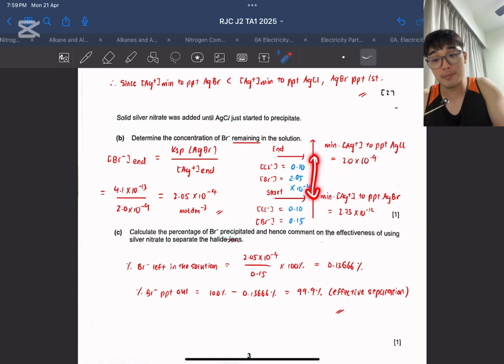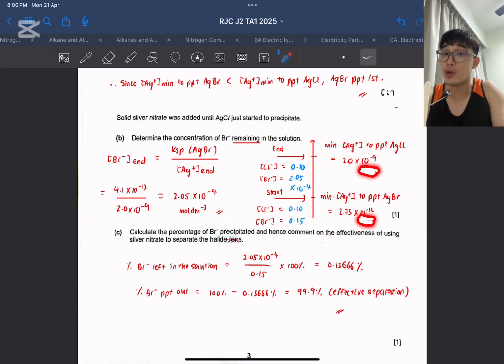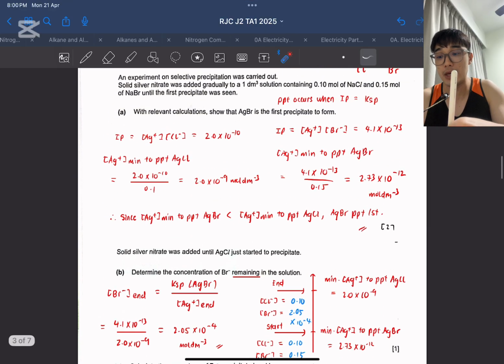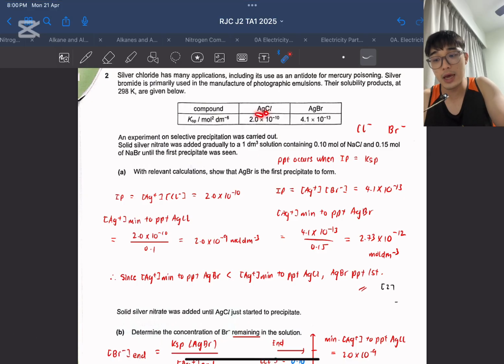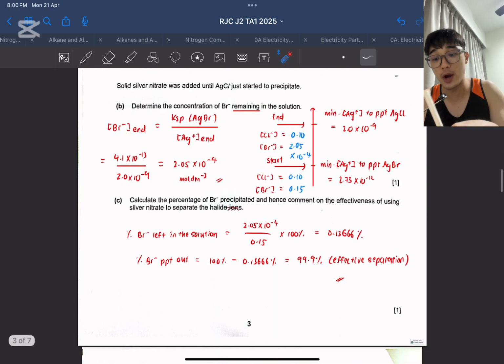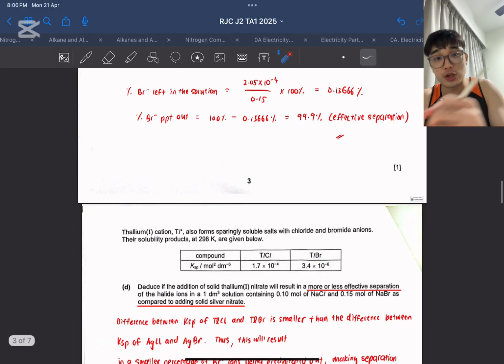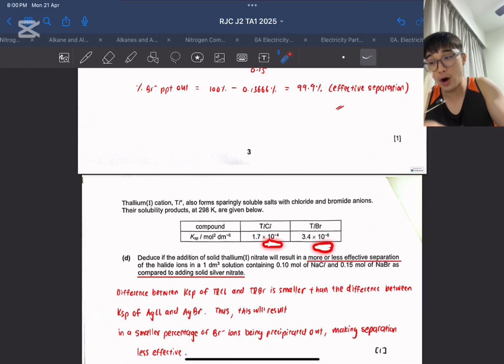So that means the larger the gap, the better. 10 to the power of minus 12, 10 to the power of minus 9 is 1,000 order of magnitude apart. This is 1,000 times the difference. That's pretty good. You can tell from the KSP as well. Why we can compare the KSP straight up is because AgCl, AgBr, both of them have only 2 concentration terms. We can compare 10 to the power minus 10, 10 to the power minus 13. This is 1,000 times apart, which gave quite an effective separation. Will we get something as effective in this thallium situation here? 10 to the power of minus 4, 10 to the power of minus 6 is only about 100 times the difference.